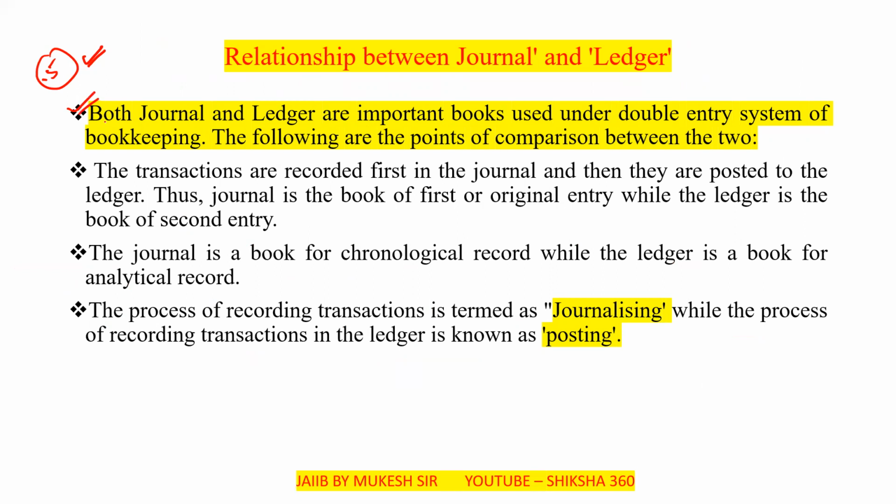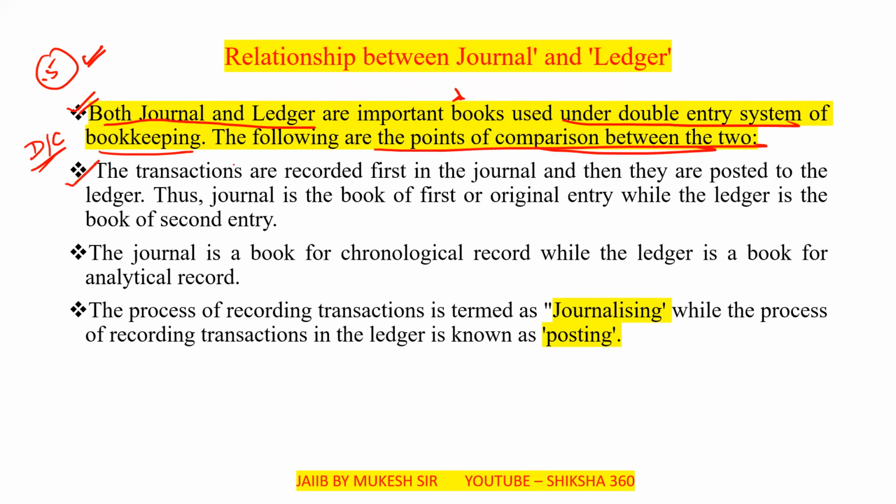Both the journal and the ledger are important books. Both are books used under the double entry system of bookkeeping, that is, debit and credit. So the following are the points of comparison between the two.